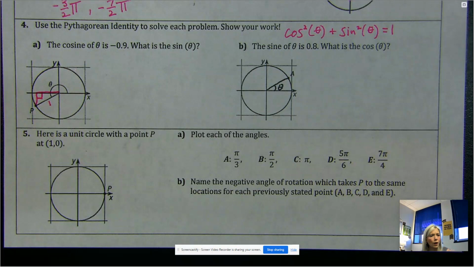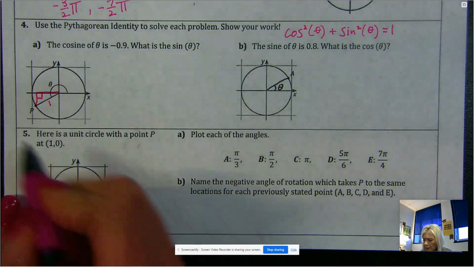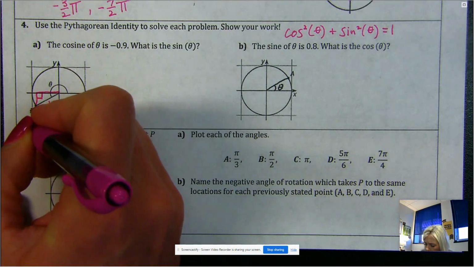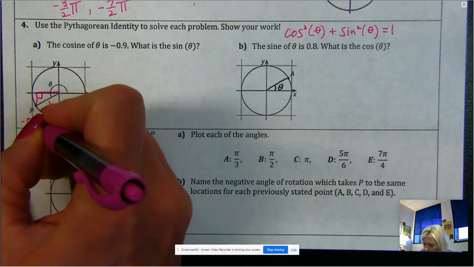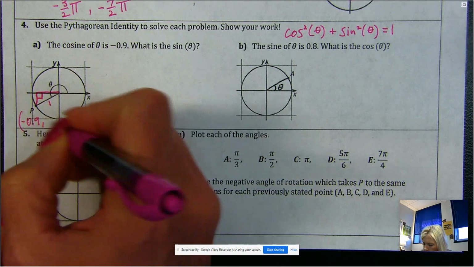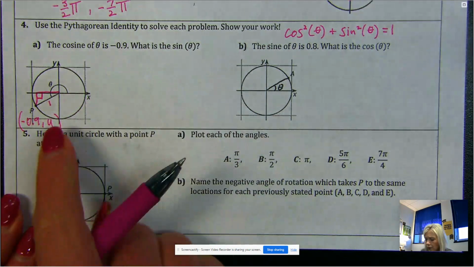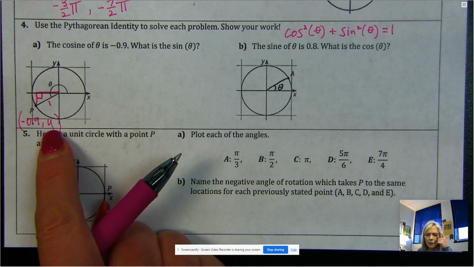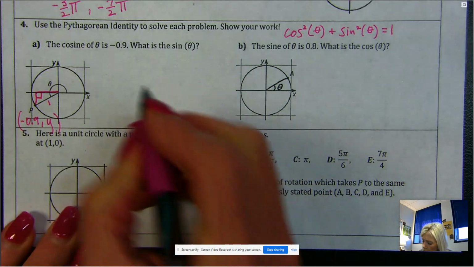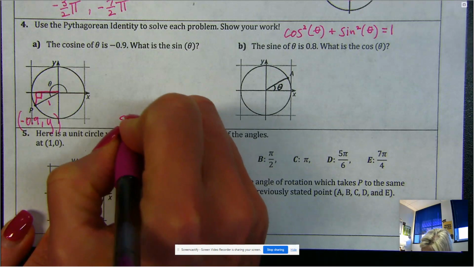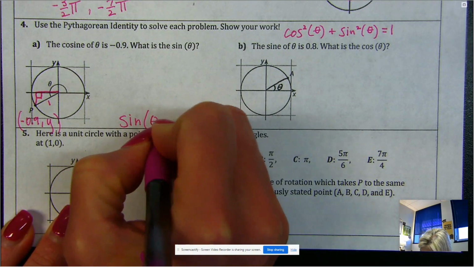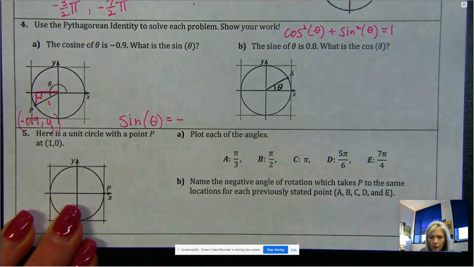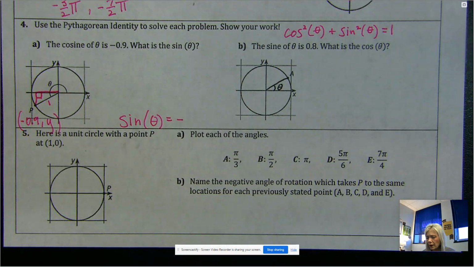So if I know the cosine is negative 0.9, that means that this point down here has an x value of negative 0.9, and then we have to find the y value. Now, when I find the y value, I'm going to get a positive answer, but I just have to remember y is negative down here. So I know one thing, and that's that the sine of theta is a negative value. So let's go ahead and find what that number is.